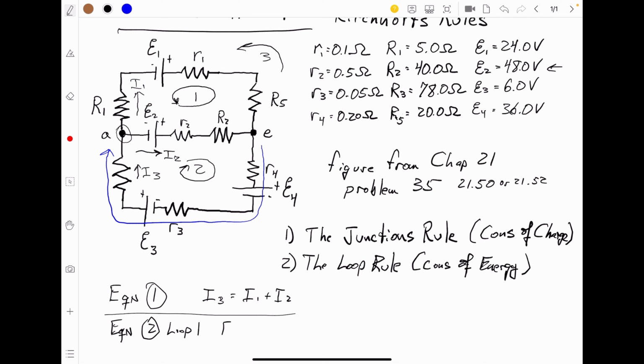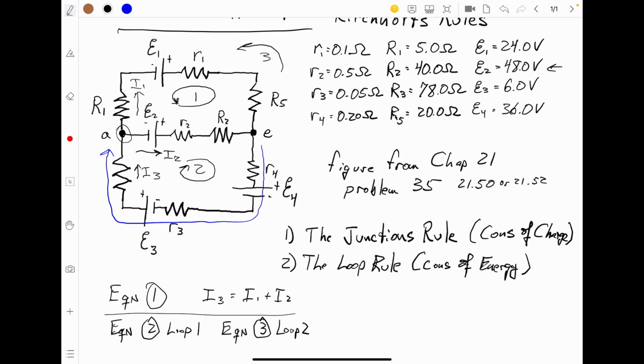And we're going to get equation 3 from loop 2. And that ought to do it for us. We have 3 unknowns. All the other things are known. So 3 equations, 3 unknowns. You don't want any more than that. It just mucks up your system.